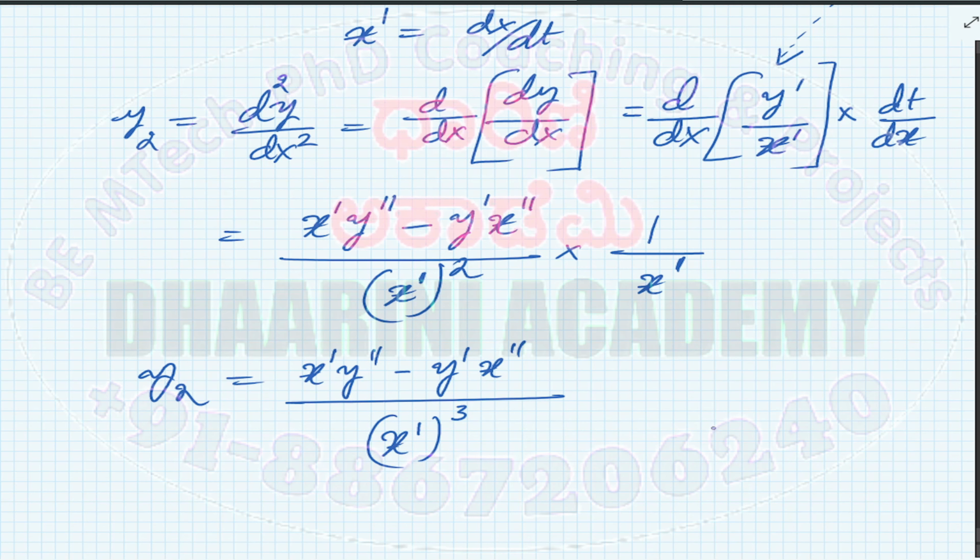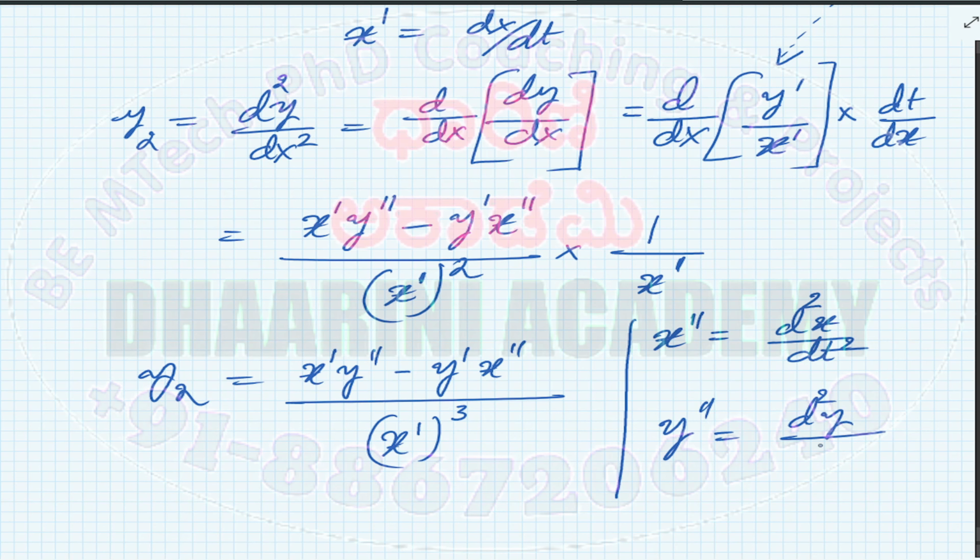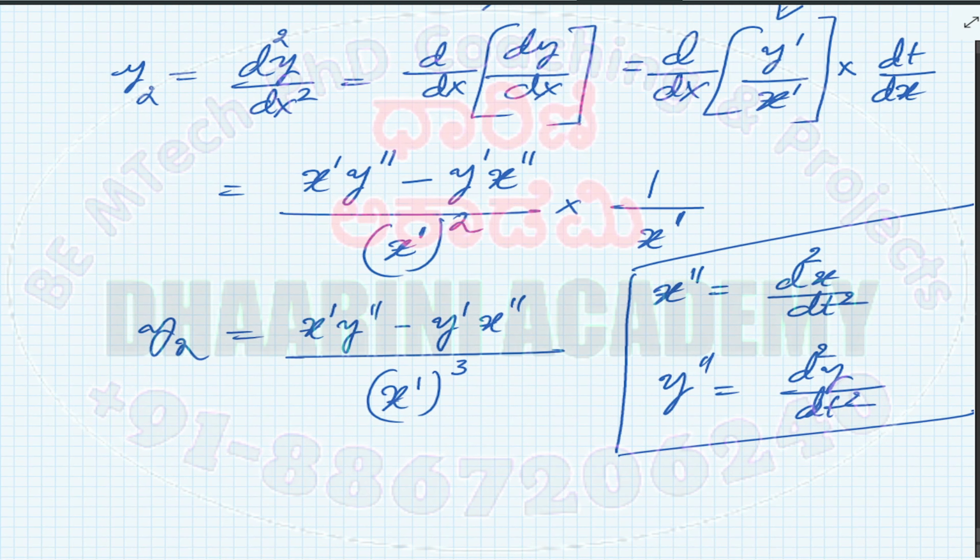Here also let me make some things very clear. What is x double dash? X double dash is nothing but d square x by dt square. See, the differentiation is happening with respect to t. Similarly, I have y double dash, which will be d square y by dt square. So I'm using this notation in my derivation. Okay, so I got this y2 now. Let's call this y2 equation number 3.